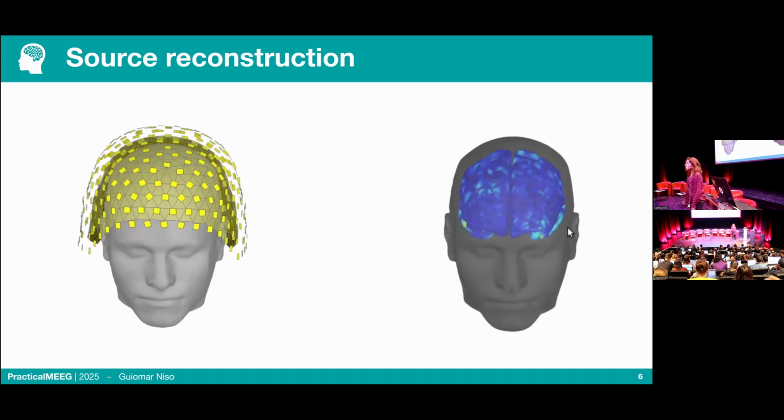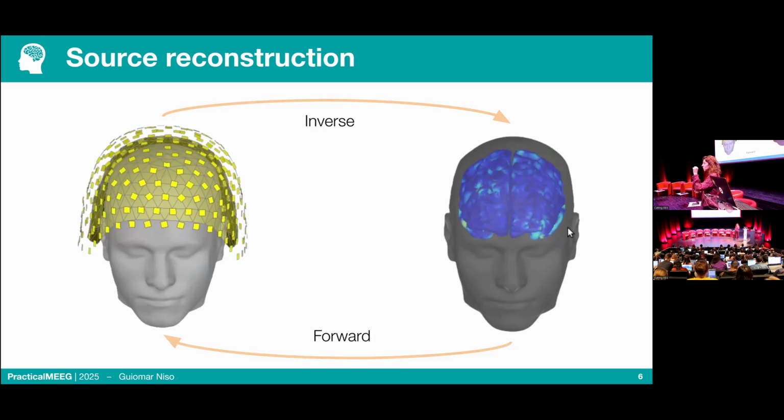So to reconstruct our brain activity, to do the source reconstruction, we go from the sensors to the sources. From the sensors to the sources, we have to resolve the inverse problem. But first, we have to deal, as we have seen this morning, with the forward problem. That is, if we had a source in the brain, how it would project to our sensors.